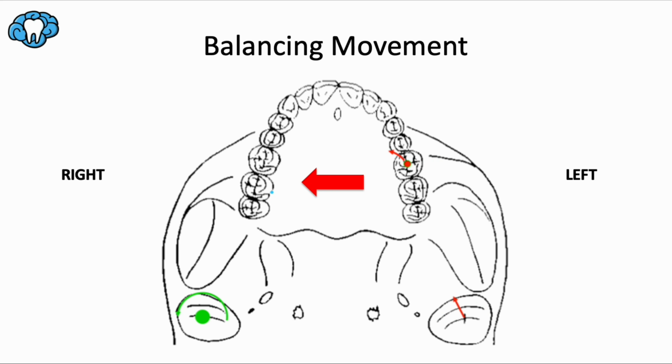Now, which side is the working side? Well, because the mandible is moving to the patient's right, everything on the patient's right is working. Everything on the patient's left is non-working or balancing. So now the right condyle is pivoting and the left condyle is translating.